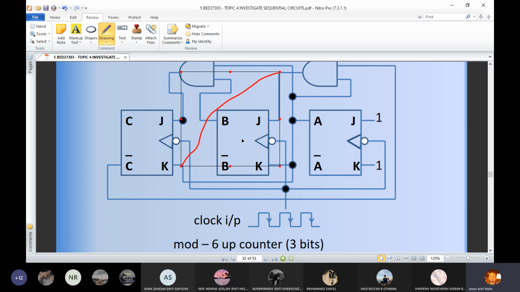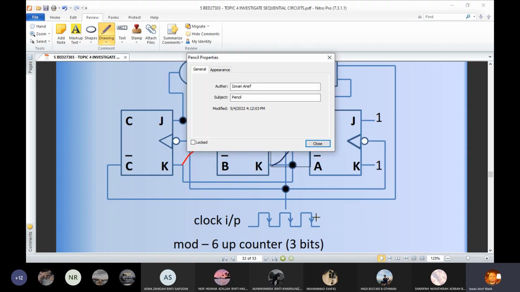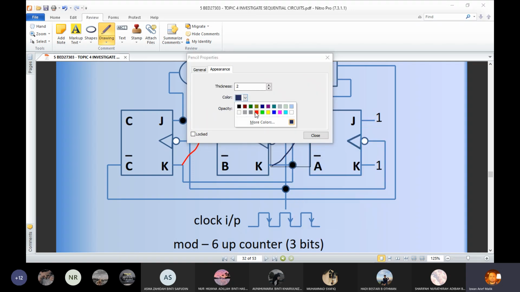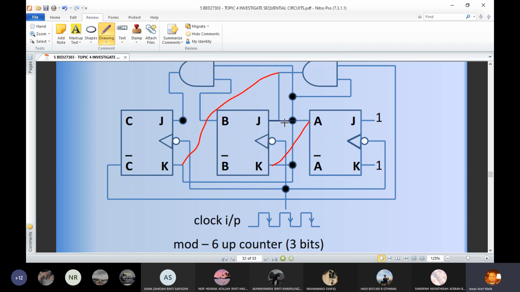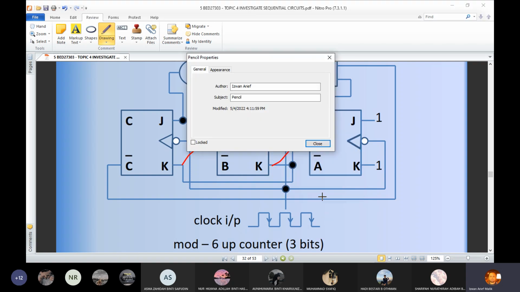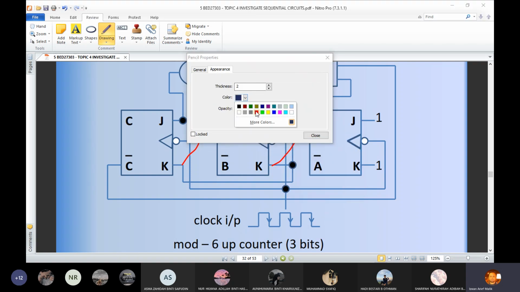Okay, so meaning that yang ini salah lah. Yang bawah ni you padam je. JA dengan KA datang daripada A. So sepatutnya dari sini terus masuk sini, dan juga terus masuk sini. Okay, so sama, tukar pada merah.